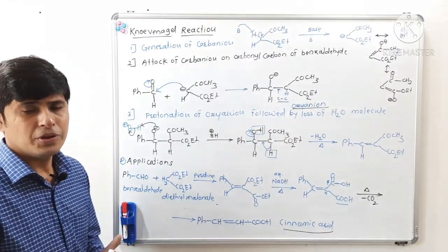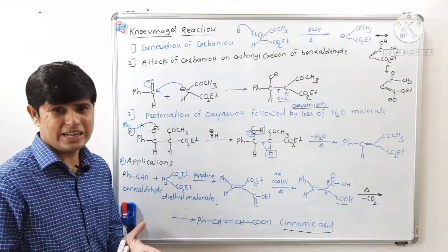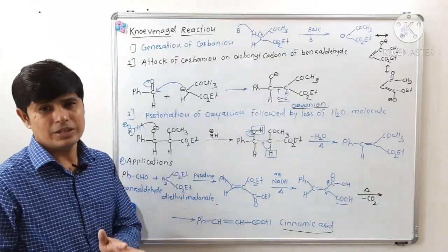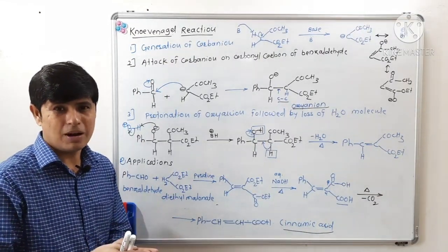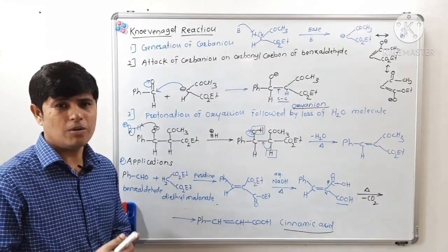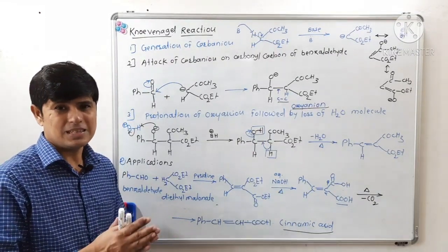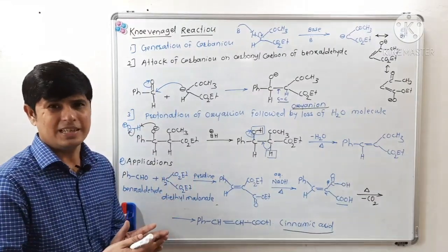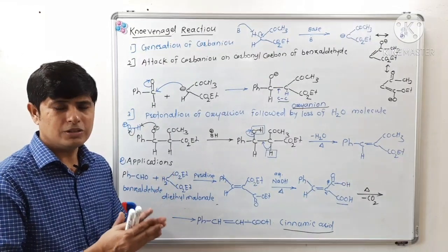So I hope you have understood what is meant by the Knoevenagel condensation reaction. Which compound can we take as an aldehyde or ketone? Which compound can we take as an active methylene compound? Which bases can we use? And what product is formed in this reaction? Also you have understood the mechanism in detail, and the applications of this reaction. So I think you have understood the whole topic thoroughly.